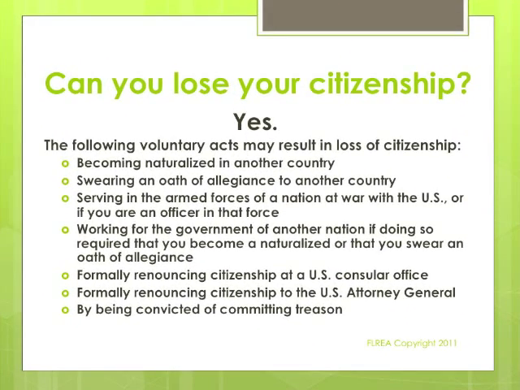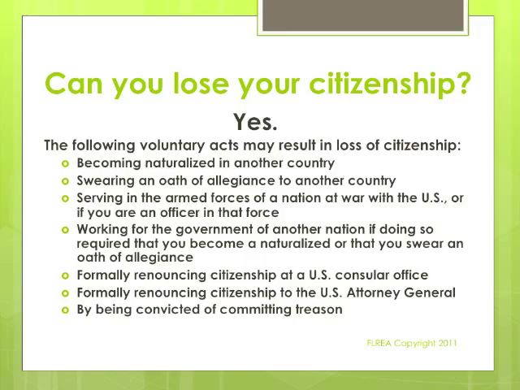The last thing we need to cover is, can you lose your citizenship? And the answer is yes. The following voluntary acts may result in the loss of citizenship. So voluntary acts means acts that you decided to do on your own. Number 1, becoming a naturalized citizen in another country. So if you become a member or become a citizen of another country, you will then lose your citizenship in the United States. Number 2, swearing an oath of allegiance to another country.